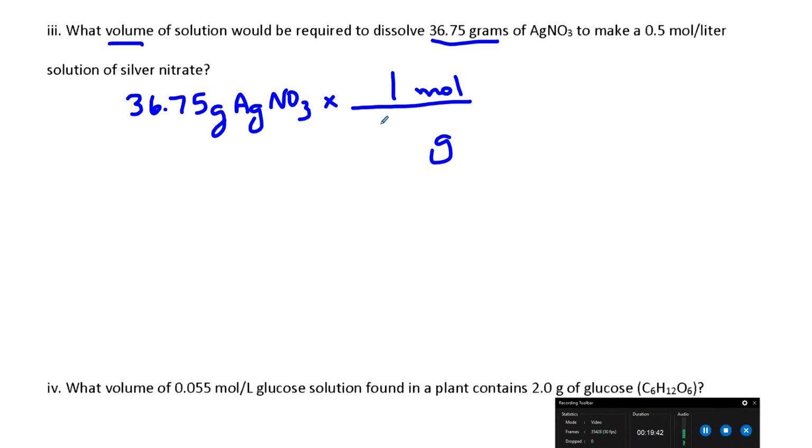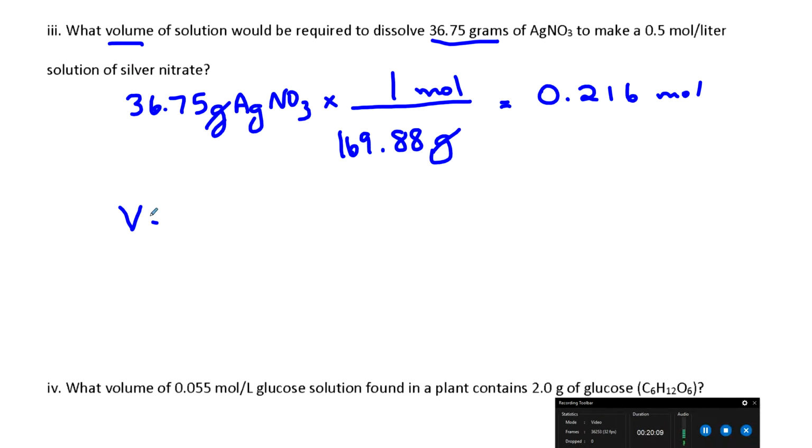This here is your molar mass, excuse me. So molar mass is silver's mass plus nitrogen's plus 3 times oxygen. Okay, so 169.88. And we divide to get 0.216 moles. All right, now we're looking for volume.